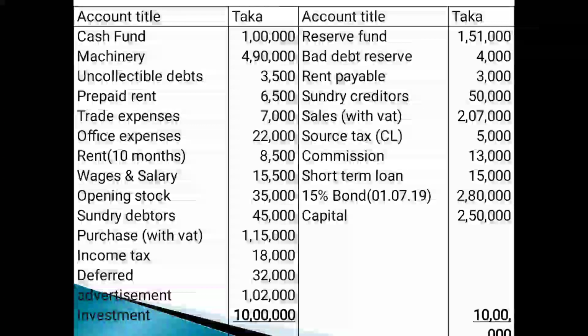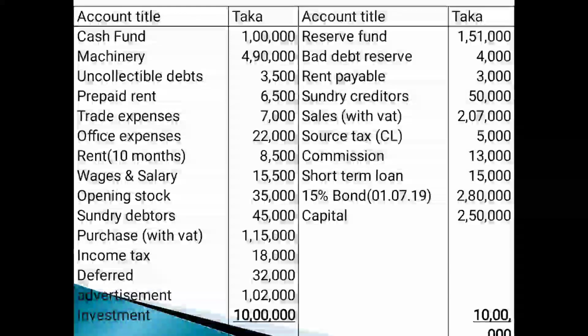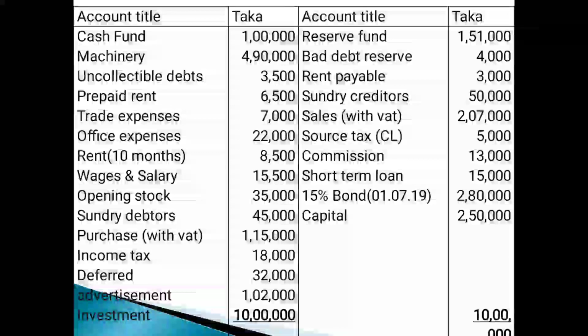And you have to show the VAT amount in this statement. How is VAT charged for this item? When VAT is included with the amount of purchase and sales, then you can deduct the amount of VAT in this way: total amount into 15 by 115.